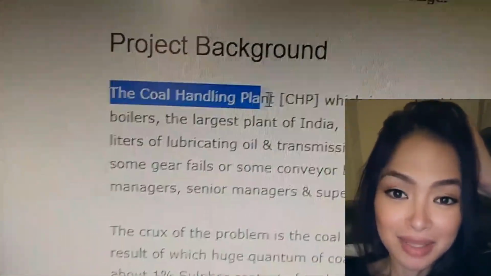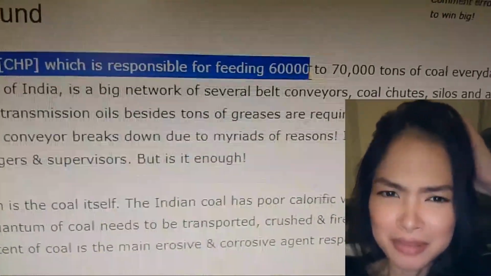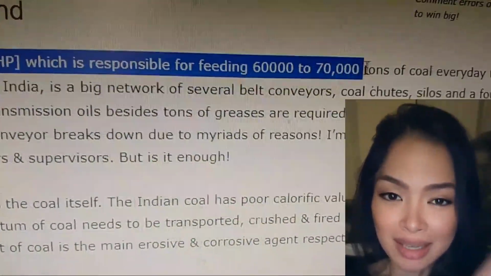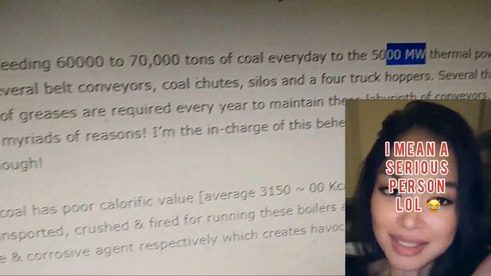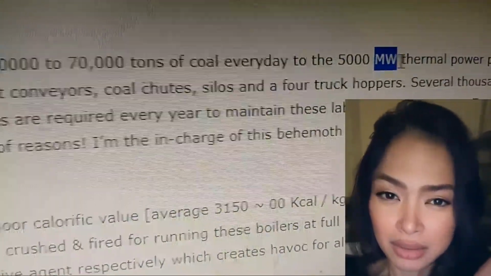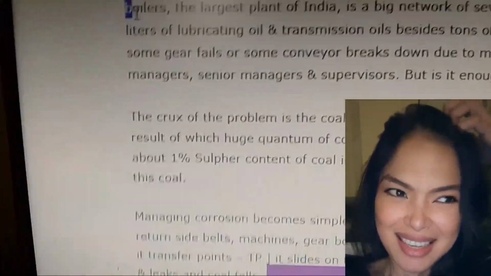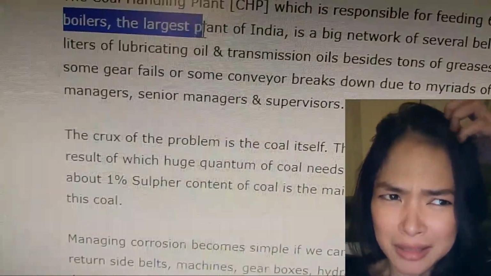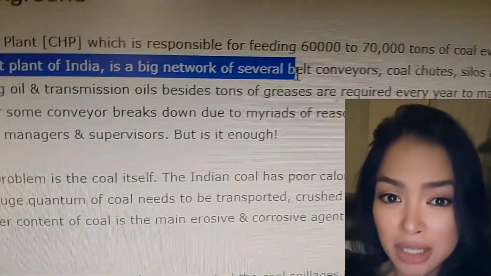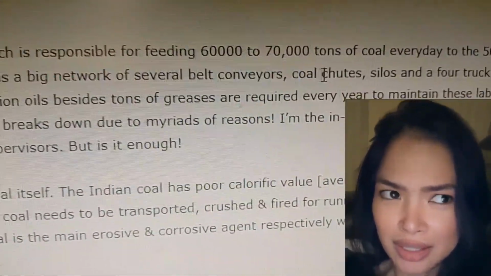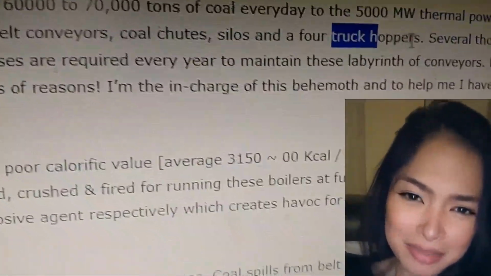The coal handling plant, which is responsible for grading 60,000 to 70,000 tons of coal every day for the 5,000 MW thermal power plant. This is a boiler. The largest plant of India is a big network of several belt conveyors going to the silos and the truck unloading.